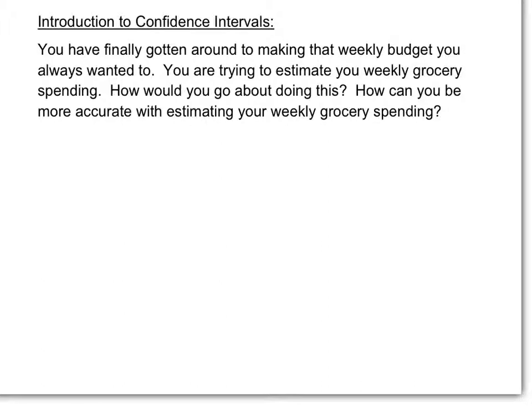So I always start this chapter by giving this example: let's say you wanted to make a weekly budget for groceries. So you're trying to estimate your weekly grocery spending for the future. How would you go about doing this? You're trying to make a budget for months in the future. So what kinds of things factor into how much money you're going to put aside and plan for? Obviously, different times of year can be different.